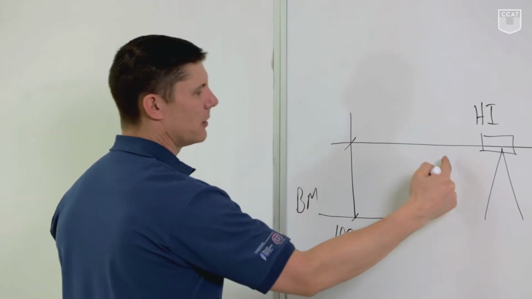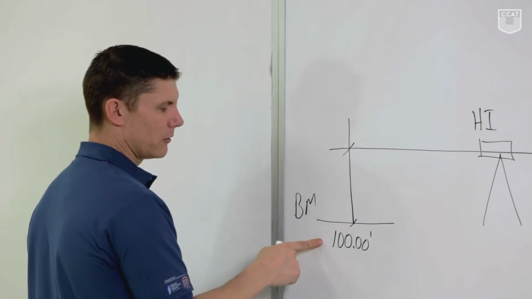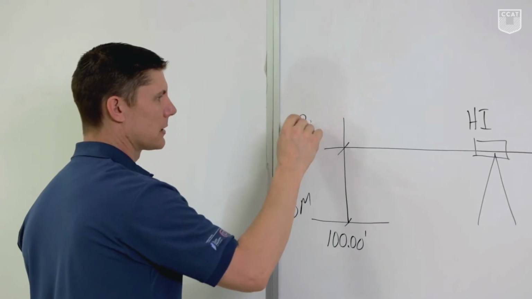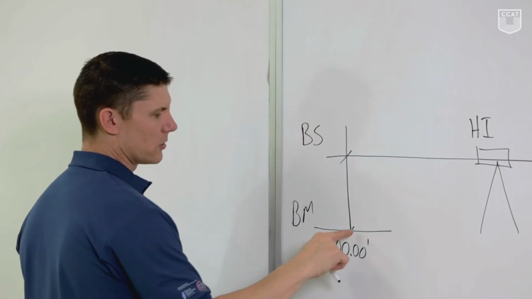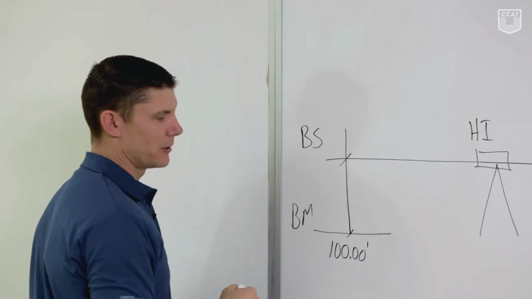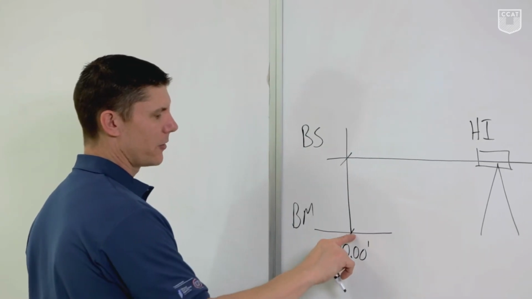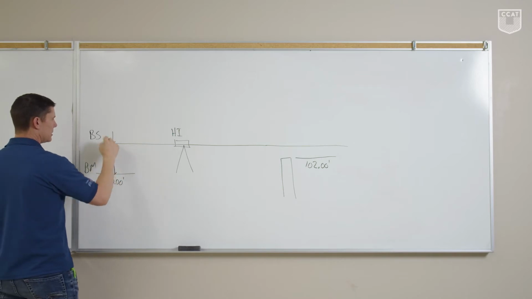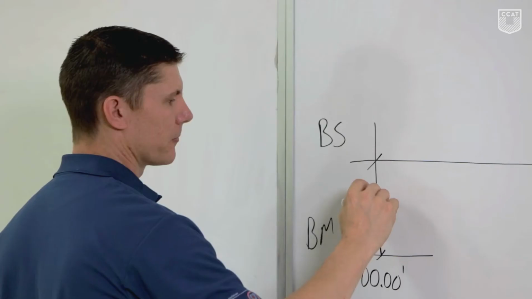So we take our instrument, we shoot back at our given point, we're calling our benchmark. This shot back here we call our back sight. Okay, so if we have our rod here, we'll keep the number simple. We'll say the distance from our benchmark up to our instrument here is, let's call it 5 foot.